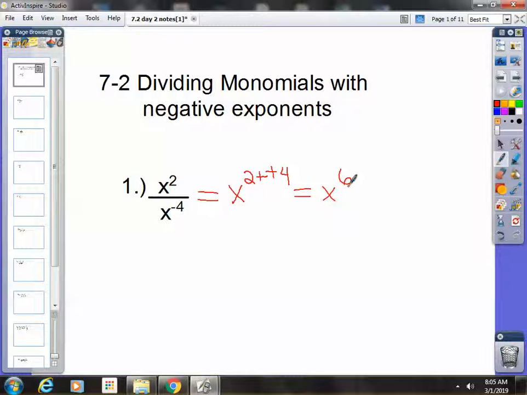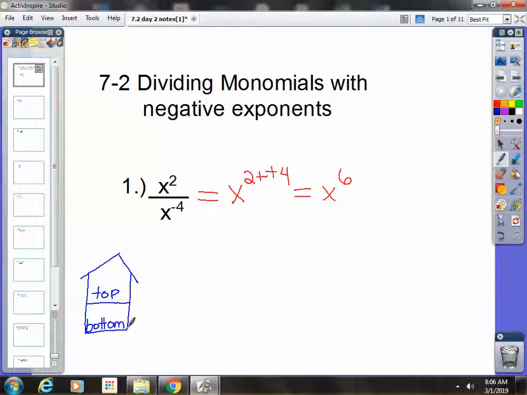I want to show you the other way. When you think of a fraction, think of it as a two-story house. In a two-story house, you have the top floor and the bottom floor. If we have a negative exponent, it's telling you something's wrong. A negative exponent indicates that we need to change floors.